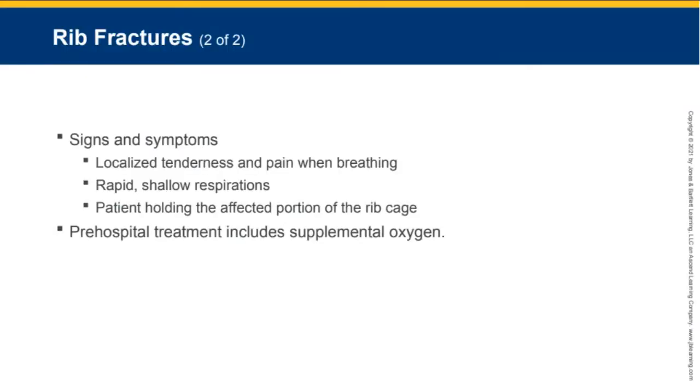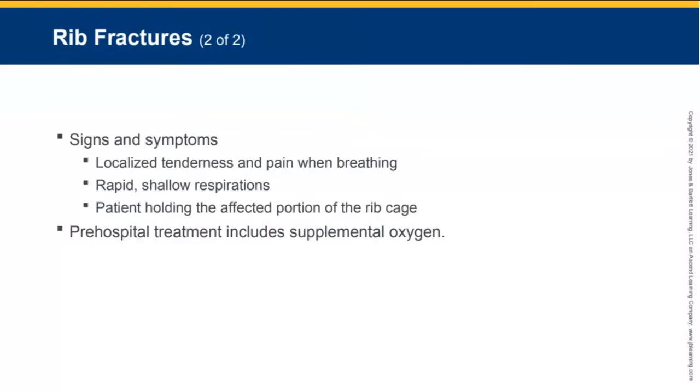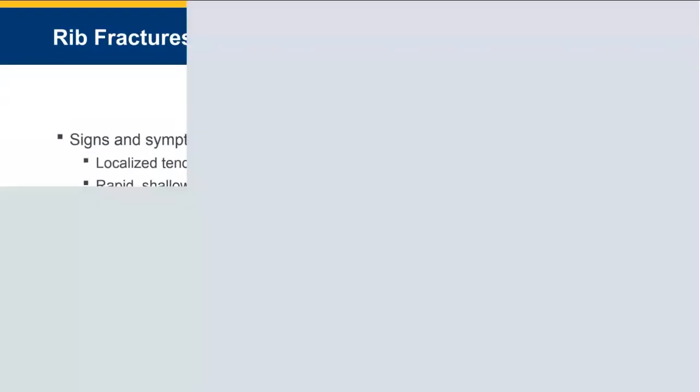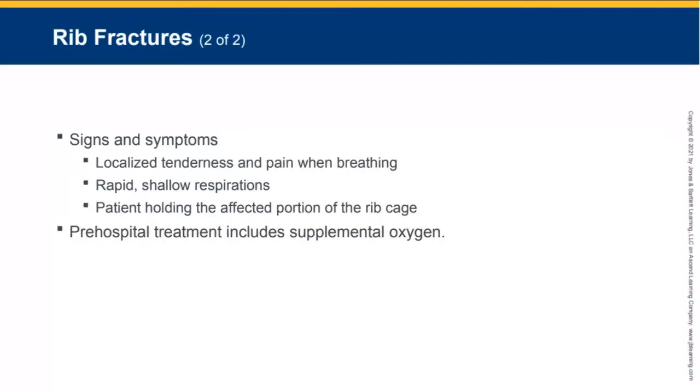Now, signs and symptoms: localized tenderness and pain when breathing. Rapid, shallow respirations. Patient holding the affected portion of the rib cage. Pre-hospital treatment includes supplemental oxygen.